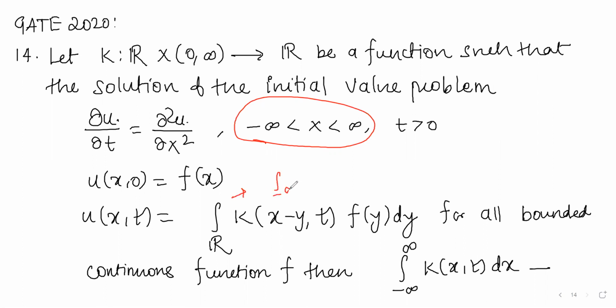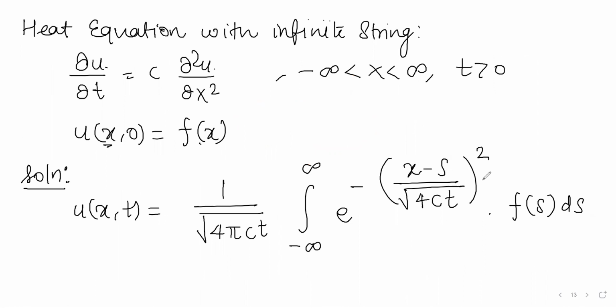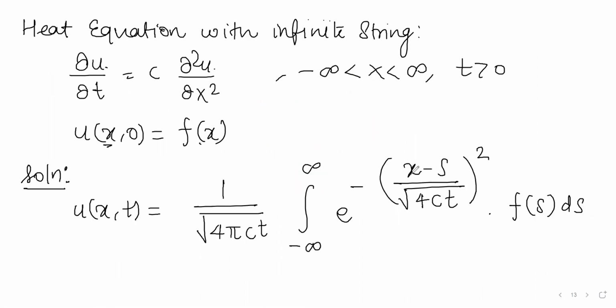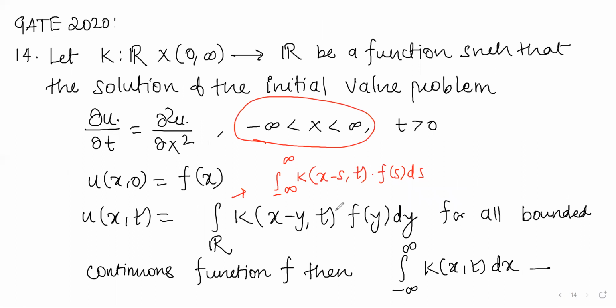It's basically integral minus infinity to infinity, and it's x minus y. So if you have watched my video, then you must be knowing that it is x minus s. Instead of y, I'll be writing s. So let me change the notations here. So K of x minus s comma t into f of s ds. This is what they are saying. The kernel is a function of x minus s and then t. And f can be anything, for any bounded continuous function. Then they just want this integration over minus infinity to infinity. What is the integration of this kernel K of x comma t? So let us solve.